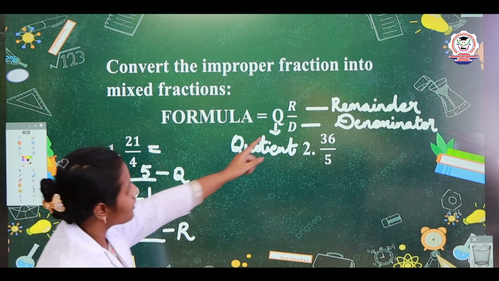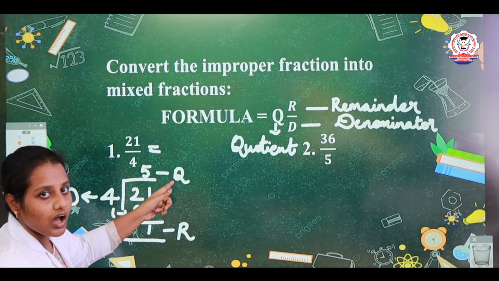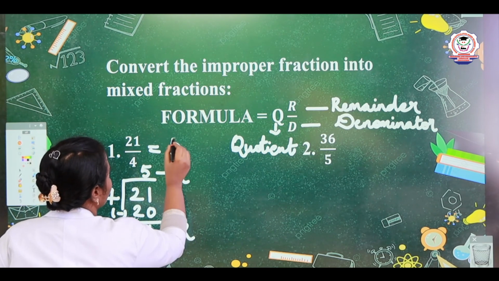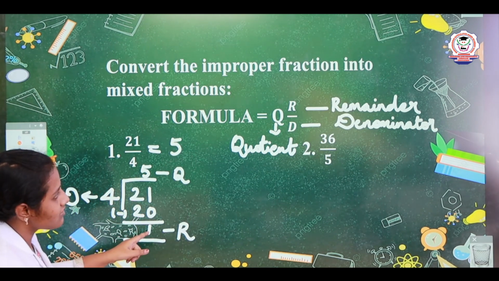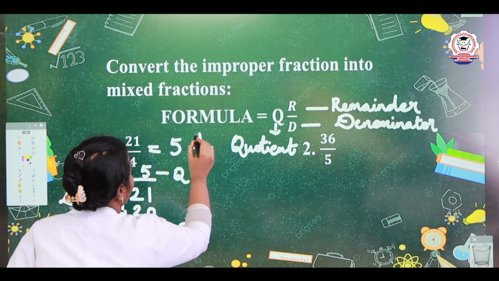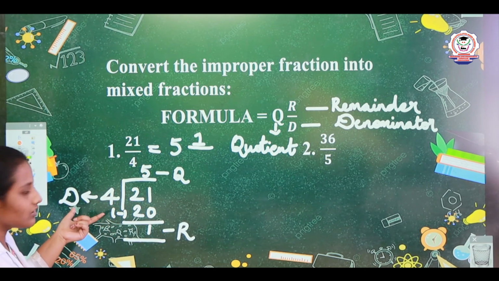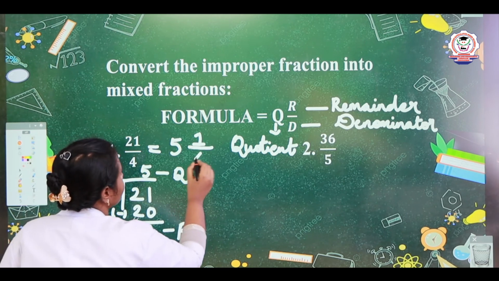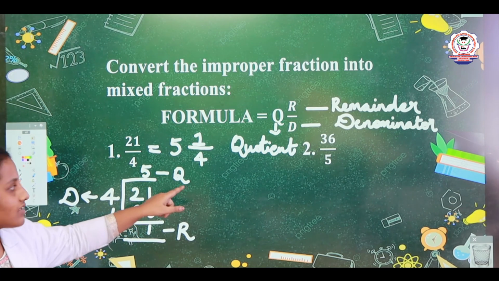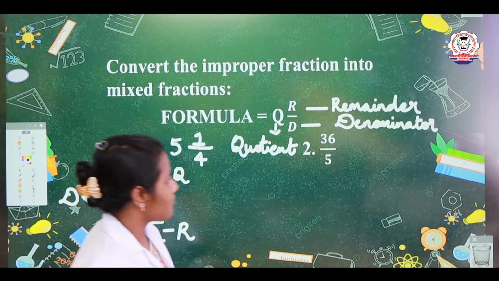Now tell me, substitute in this formula and tell me the answer, my dear. Which is our quotient? It will be the whole number. So the 5 is the whole number and the remainder is the numerator, and the denominator will remain the same. So it is 4. So we will get 5 1 by 4 as the mixed fraction for 21 by 4. We will see the next sum, my dear.